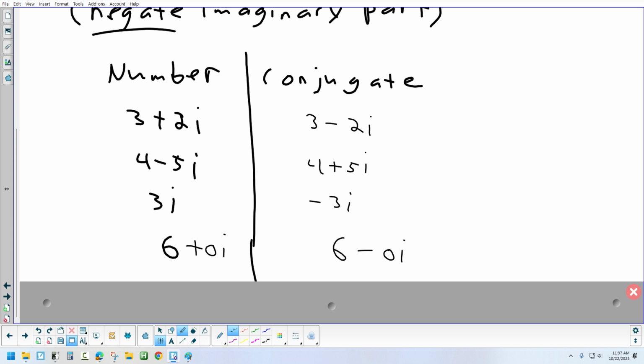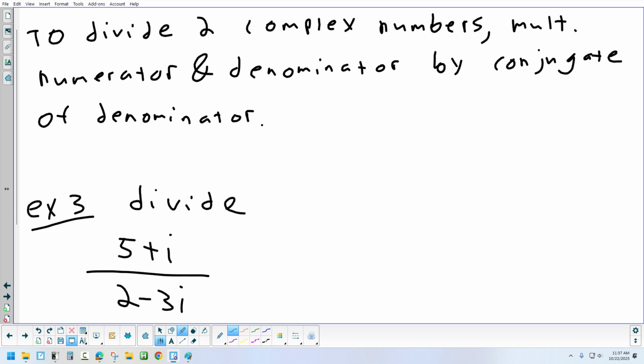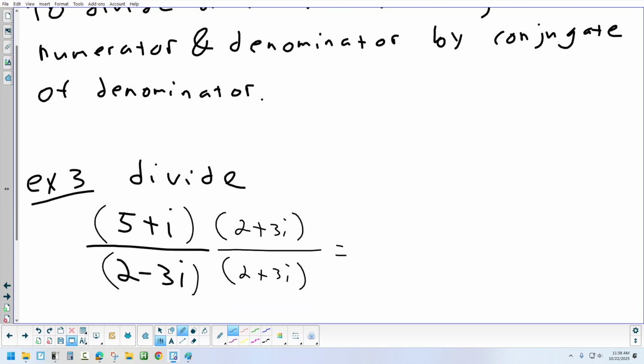Okay. So now let's do a division problem. In order to do a division problem, you don't actually do division, you do multiplication. What we do is we multiply the top and the bottom by the conjugate of what's in the bottom. So what's the conjugate of what's in the bottom here? 2 plus 3i. So multiply the top and the bottom by 2 plus 3i. And we'll do that out and then watch what happens in the bottom.